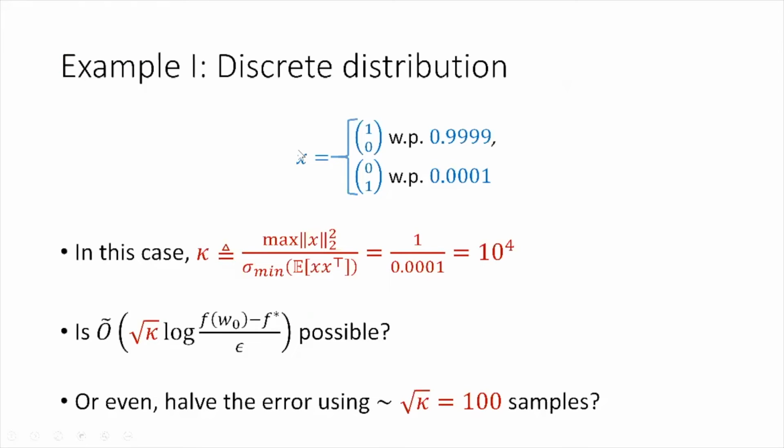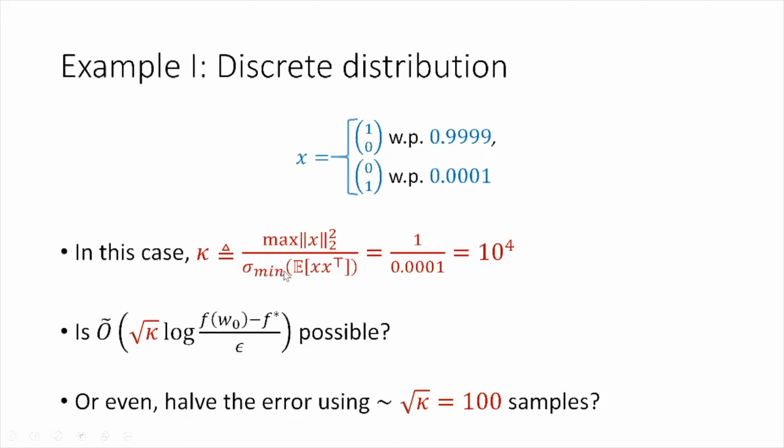The example that we would like to look at is a discrete distribution where x is just (1, 0) with very high probability and (0, 1) with very low probability. In this case, we can compute the condition number, which turns out to be 10 to the 4, because the norm of x squared is equal to 1 with probability 1. And the Hessian is diagonal with elements 0.999 and 0.001. So the smallest value of the Hessian is just 0.001, and so the condition number is 10 to the 4.